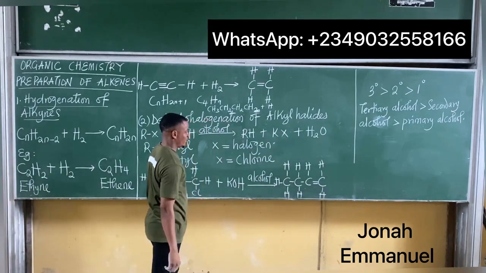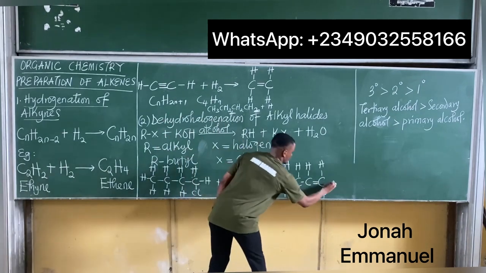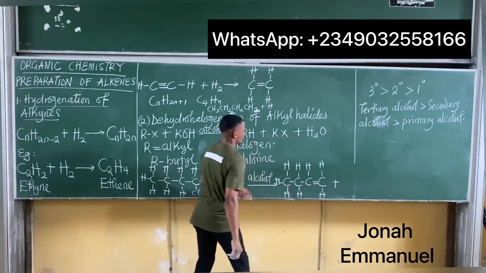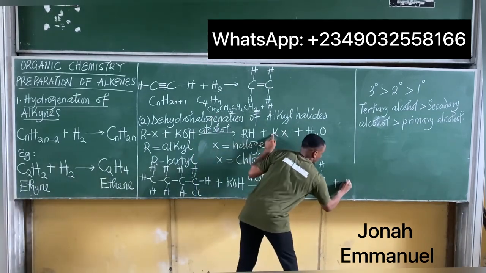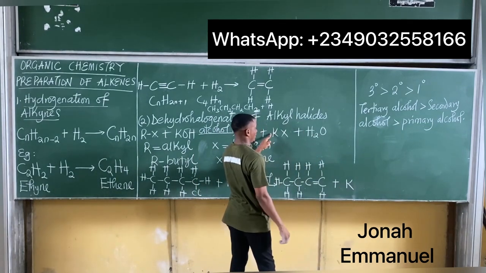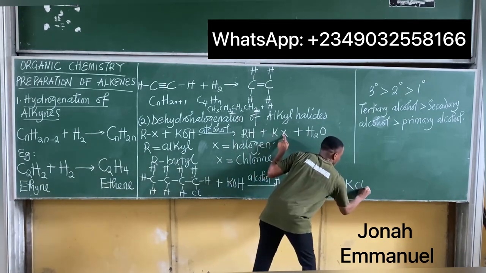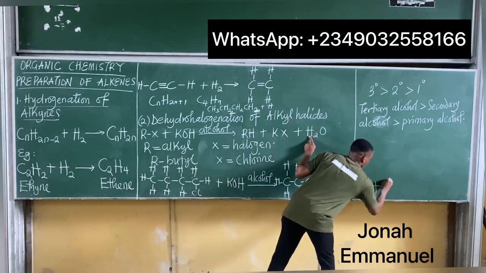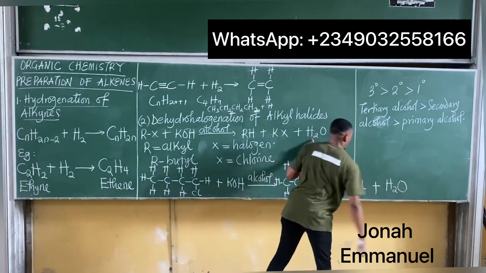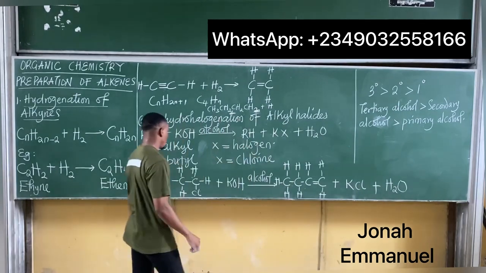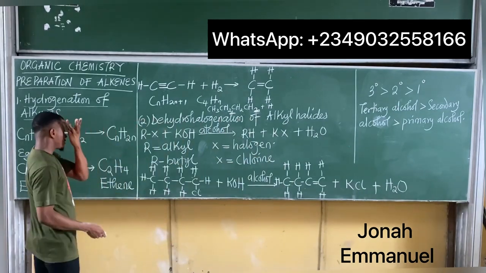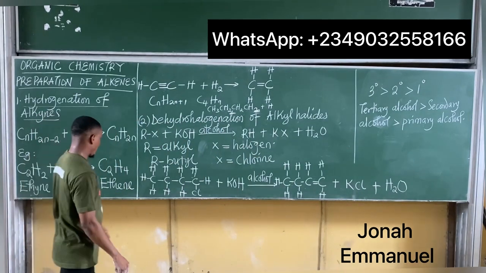So I have this one here, this plus KOH, that's X, and then X is Cl, plus H2O. So I should have something of this nature.